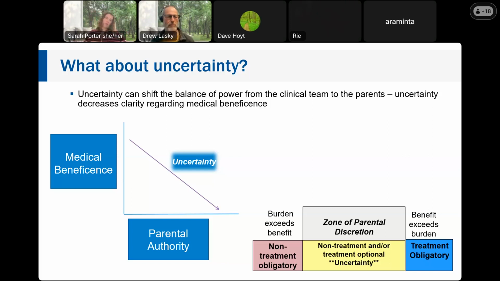And so that's where the zone of parental discretion becomes really helpful, because we can walk away from the debate over what's in the best interest, because you're not always going to get one side to acquiesce to the other, but we can actually ask the question of, are we in the zone of parental discretion?